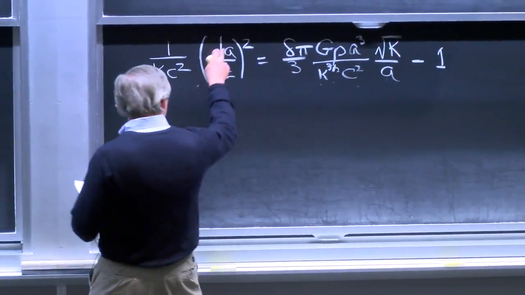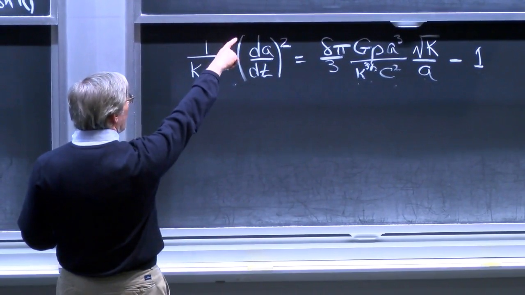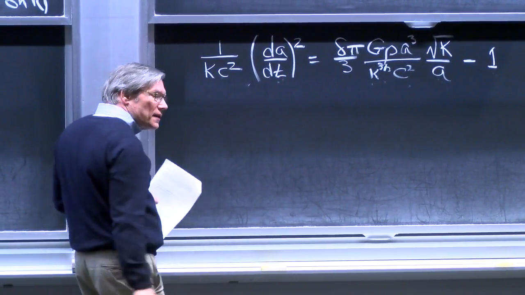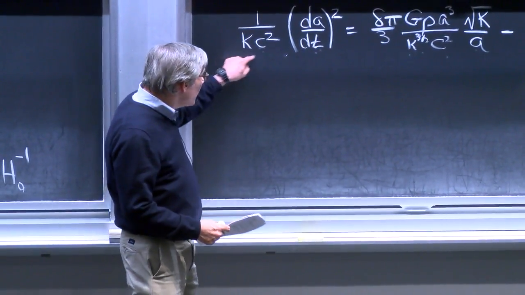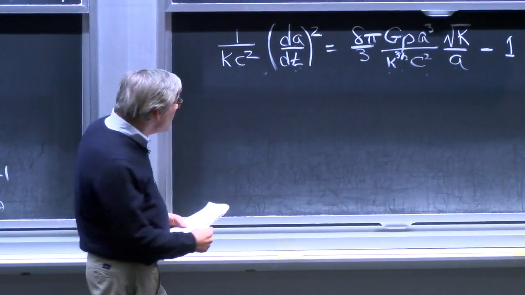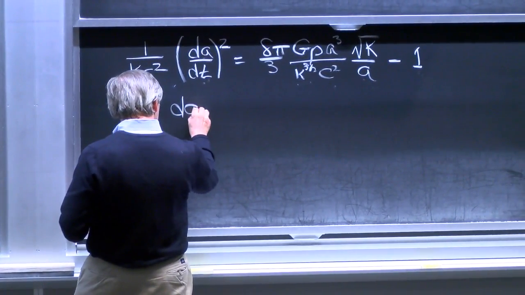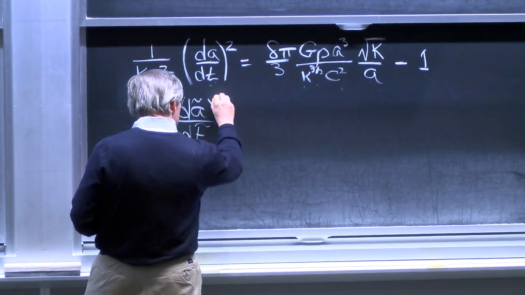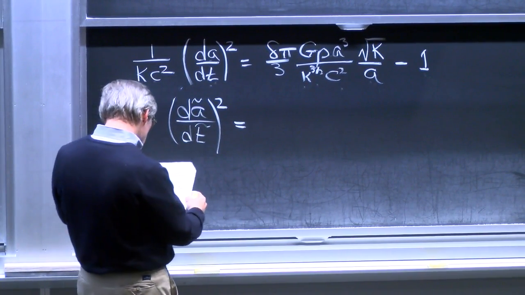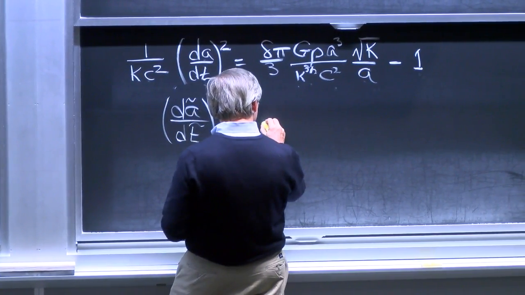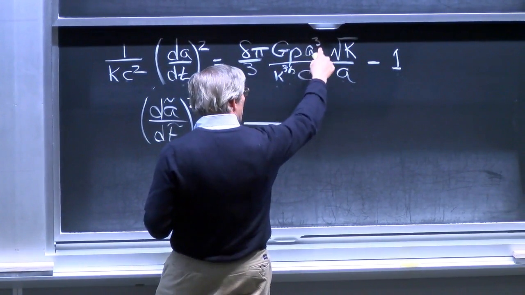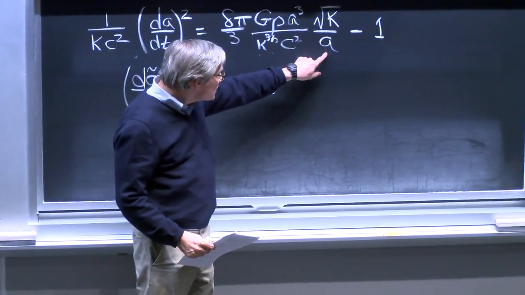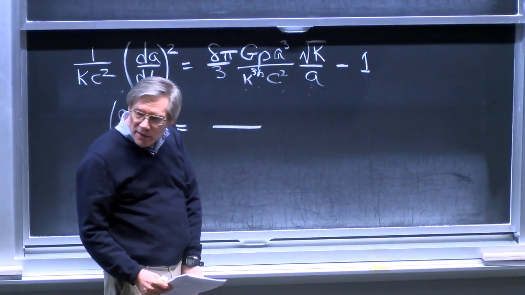And now the nice thing is that this is, in fact, our definition of dA tilde over dt. The c turns the dt into a dt tilde, and the 1 over k turns the dA into dA tilde. So the left-hand side now is simply dA tilde over dt tilde, squared. And the right-hand side, rho times a cubed, remember, is a constant. So the only thing that depends on time on the right-hand side is the a divided by root k, which I've isolated here. That's a tilde.